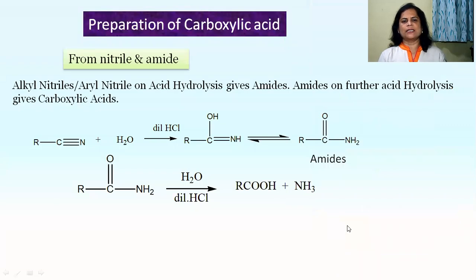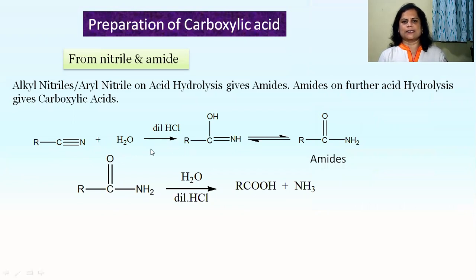The first method is from nitriles and amides. Alkyl nitriles or aryl nitriles on acid hydrolysis give amides, and these amides on further acid hydrolysis give carboxylic acid. See, this is a general reaction: RC triple bond N with H2O in presence of H plus.